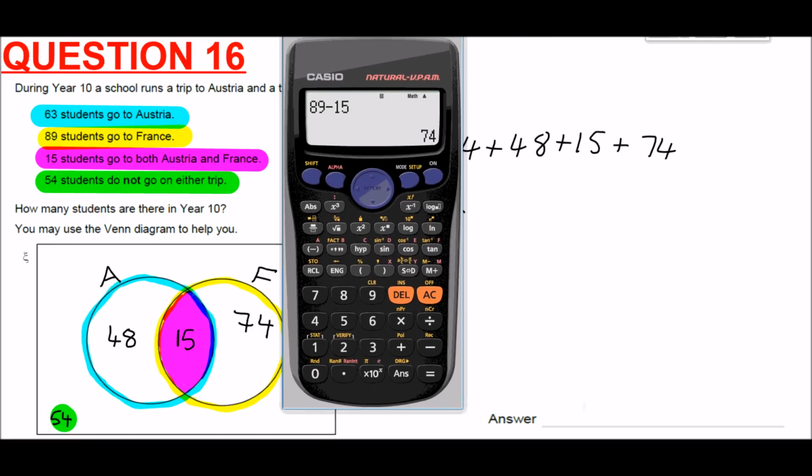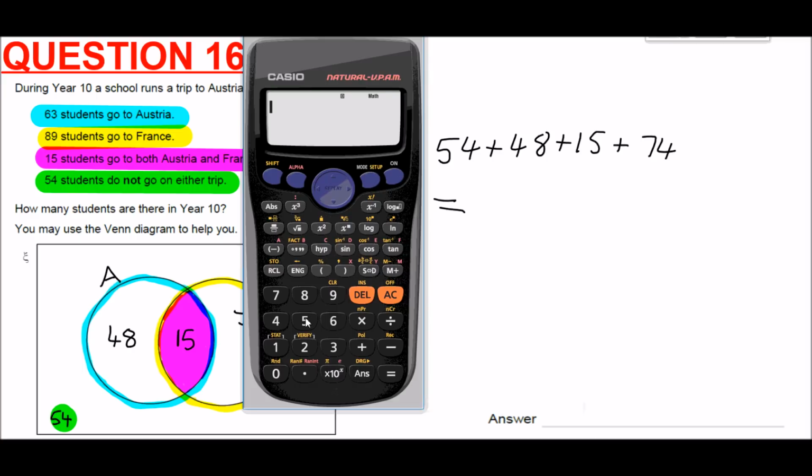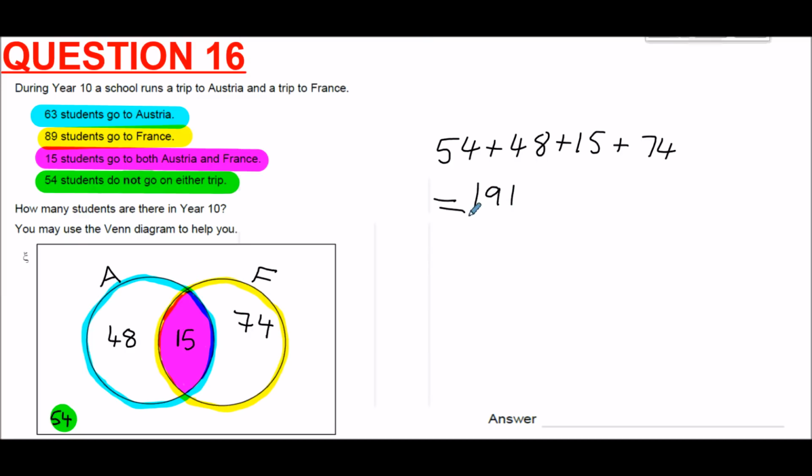So how many students are there in year 10? This will be the total of all these students. The total of all the students in year 10 that go on a trip, plus the students that don't go on the trip, must add up to the total number of students in year 10 combined. And so if we total up these 4 values, 54 plus 48 plus 15 plus 74, that will tell us how many students there are in total in that year group. So 54 plus 48 plus 15 plus 74 comes to a total of 191. And so there are 191 students in year 10.